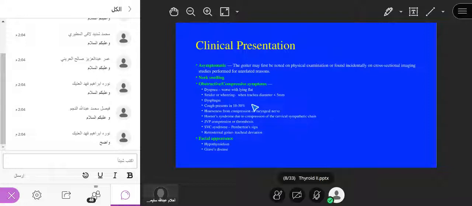Dysphagia occurs if it's compressing the esophagus. Cough can be present in 10 to 30% of patients, so it's a high percentage and a very common presentation. Hoarseness comes from compression of the laryngeal nerve; that's more likely if it's thyroid cancer infiltrating the adjacent nerve, and the most common one to do this is thyroid cancer.